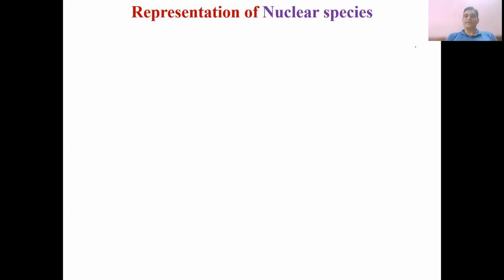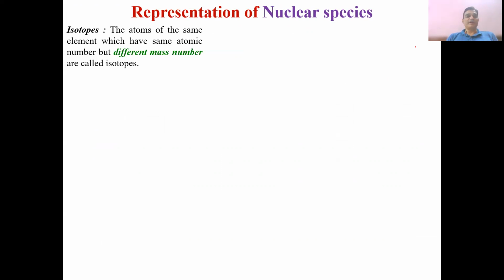Now we will see the representation of some nuclear species. First definition is isotopes. The atoms of the same element, keep in mind, the same element, which have the same atomic number but different mass number are called the isotopes. Hydrogen has 3 isotopes: protium, deuterium, and tritium. Protium is represented as H11, while the deuterium is represented as H12. To make a correction here, H12, while the tritium is represented as H13.